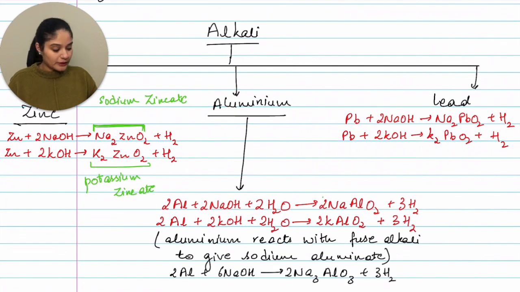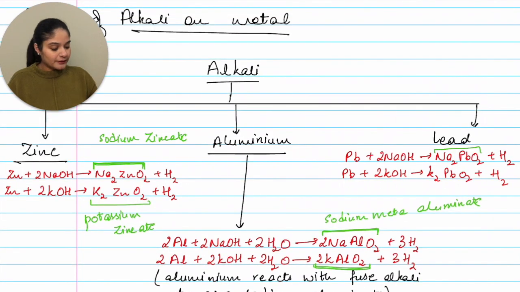Then this is sodium meta-aluminate right here. Then this becomes potassium meta-aluminate. And this one becomes sodium plumbite. The bottom one becomes potassium plumbite. So this is how the names are. If you think about it, you just have to memorize three names: sodium zincate, sodium meta-aluminate and sodium plumbite.